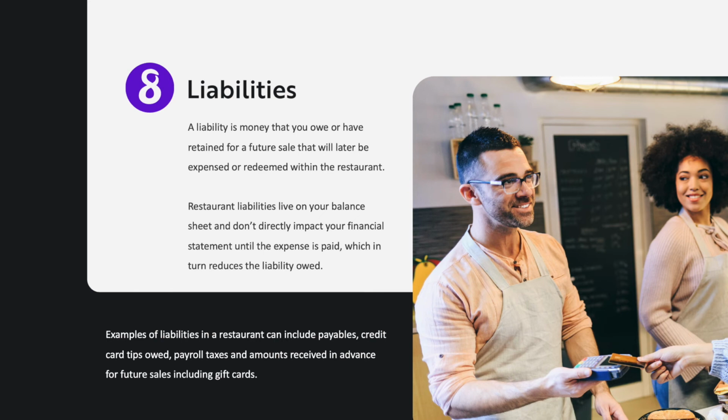By maintaining accurate liabilities in the balance sheet, you can show the true financial position of your business and avoid large expenses hitting the profit and loss statement all at once.